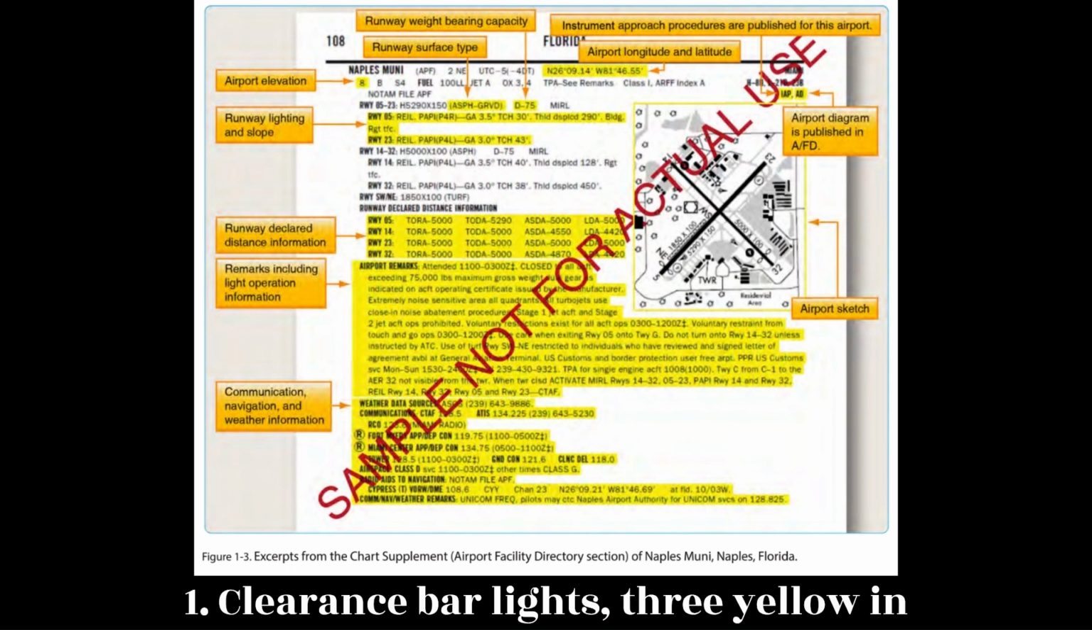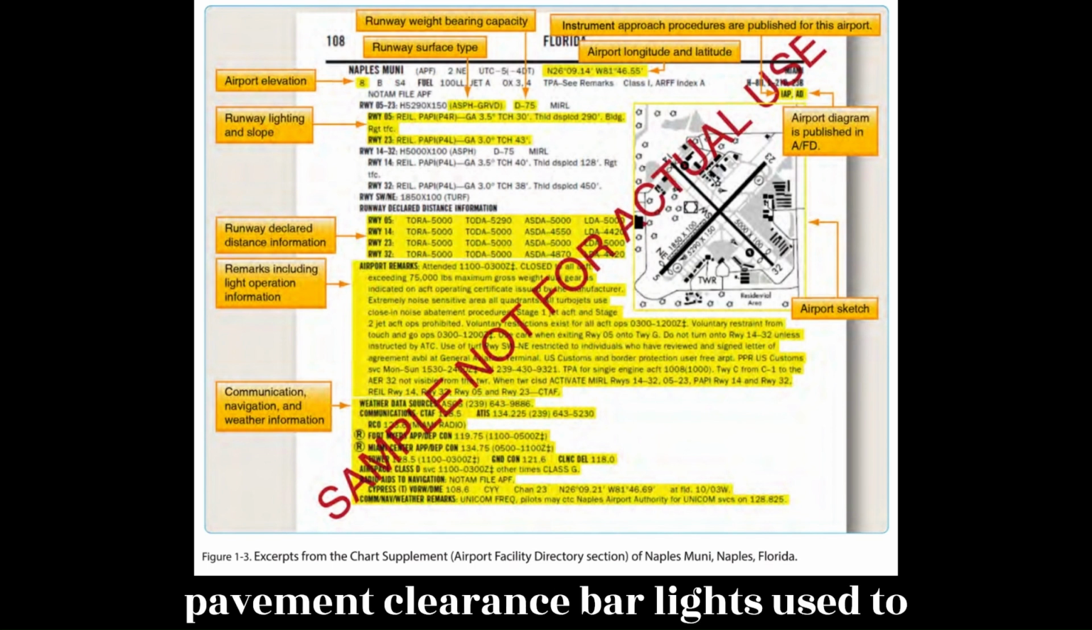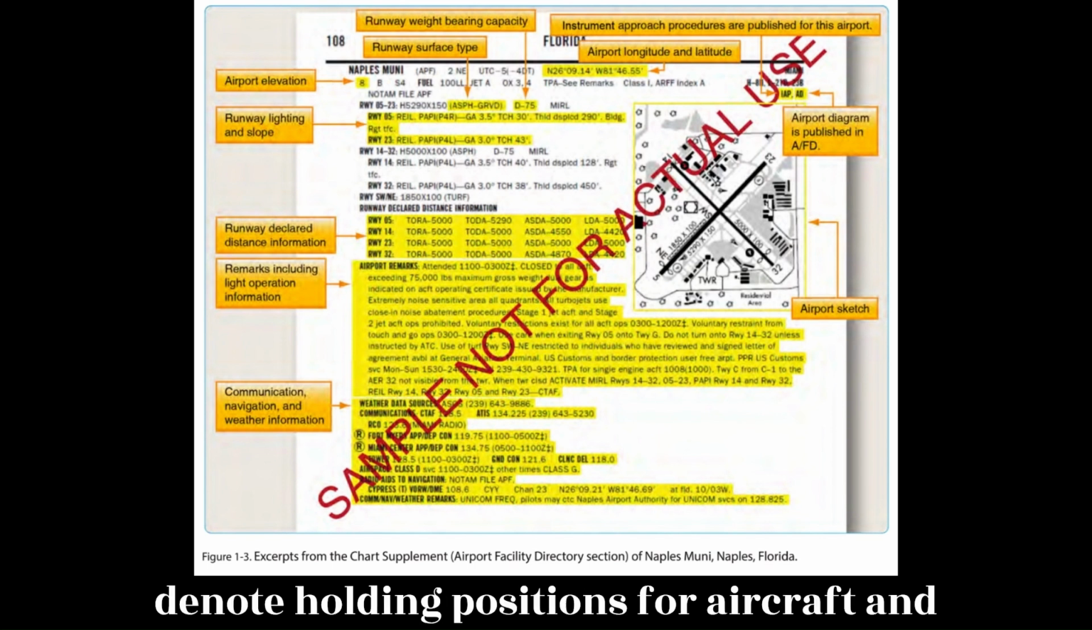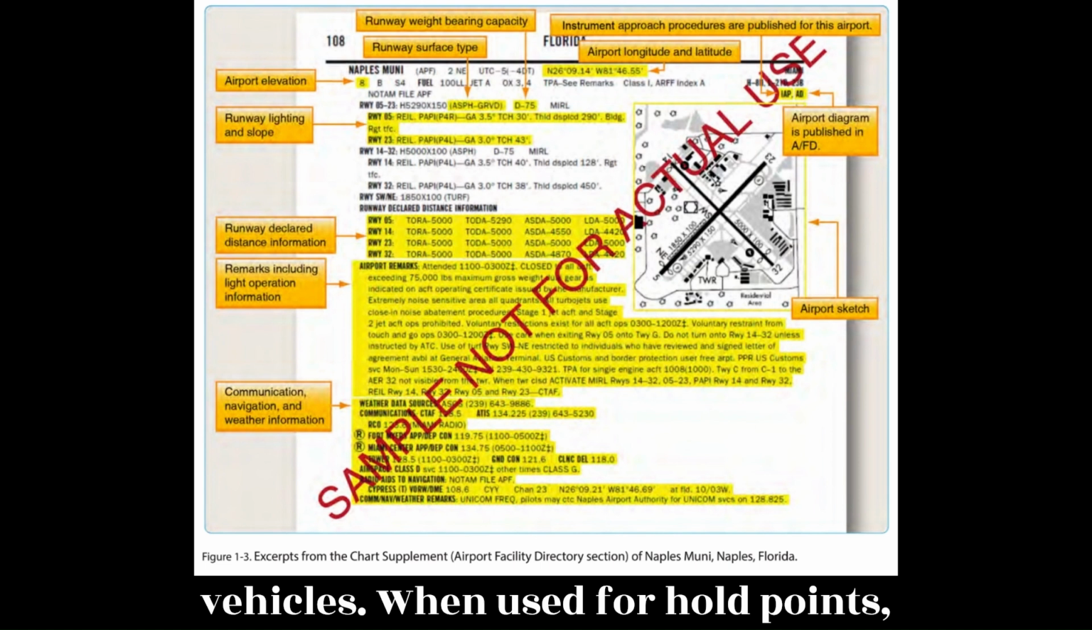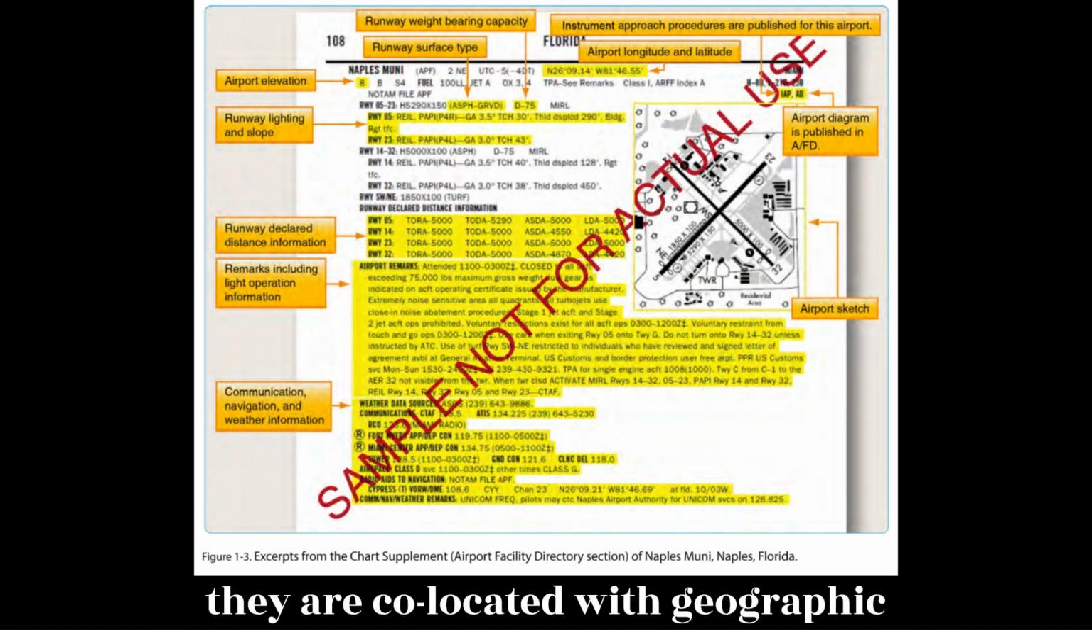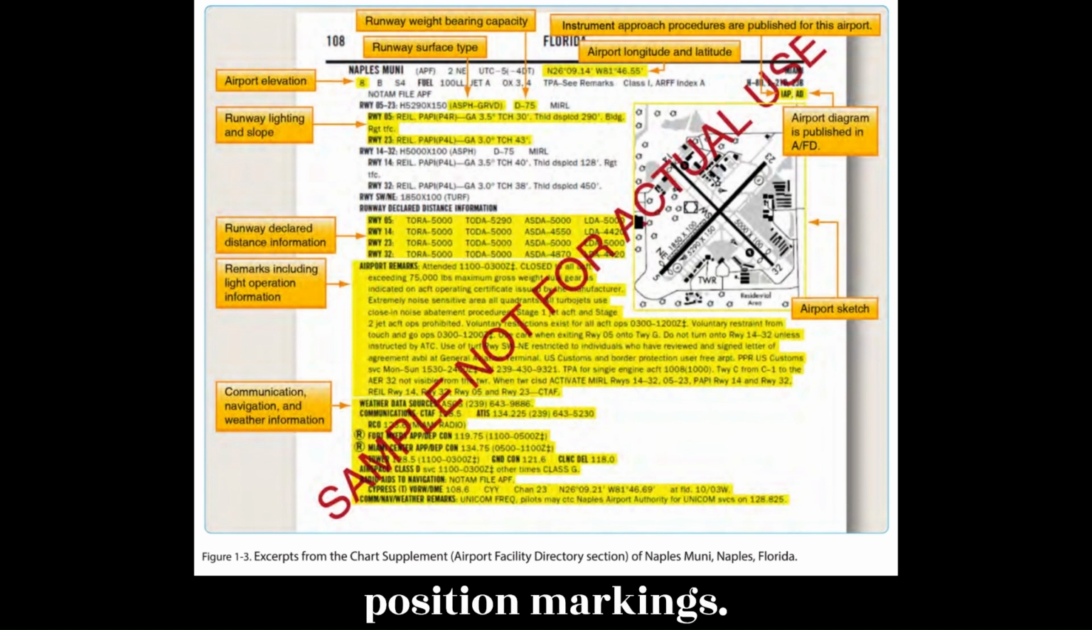1. Clearance bar lights. 3 yellow in-pavement clearance bar lights used to denote holding positions for aircraft and vehicles. When used for hold points, they are co-located with geographic position markings.